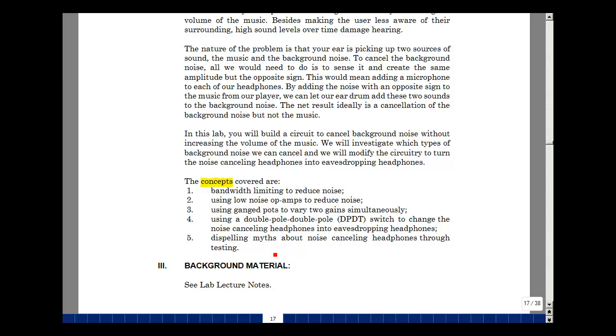Now, this is a 2-week lab. The first week that you come, there'll be a quiz on the background material, which includes these notes, the video, and also the lab procedure. For the second time you come, there won't be a second quiz. And this is lab number 6, noise canceling and eavesdropping headphones.